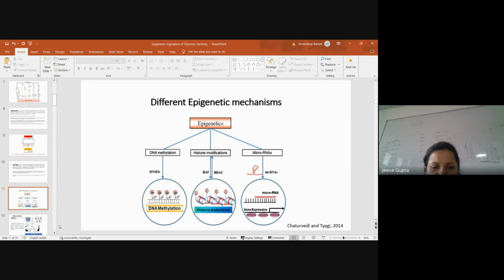So there are three types of epigenetic mechanisms: DNA methylation, histone modifications, and microRNAs. I'll just give you a brief introduction of these three.